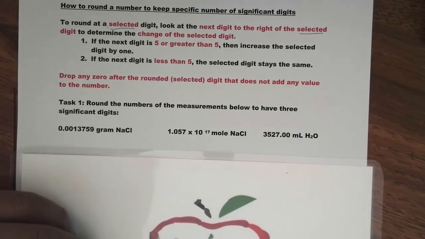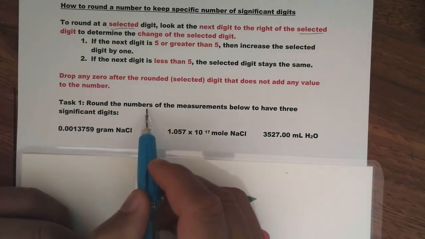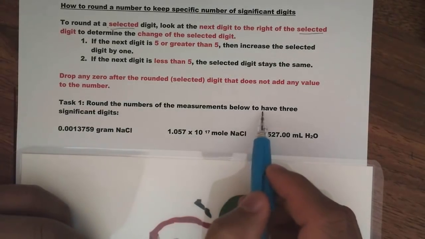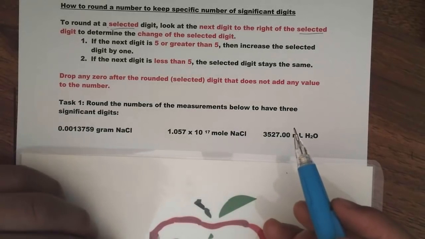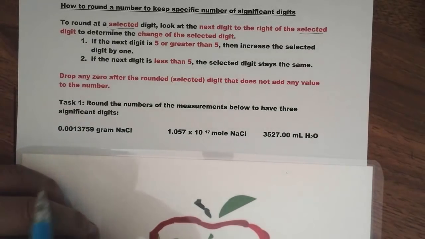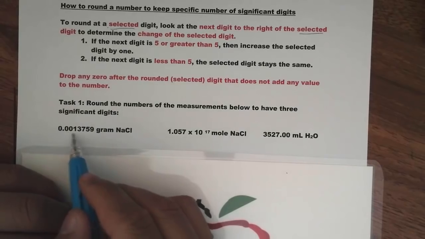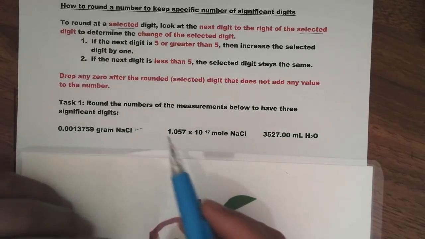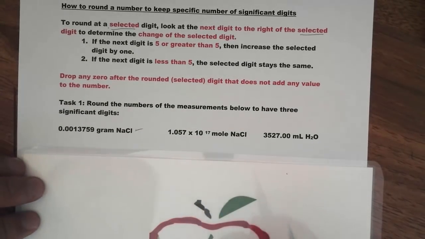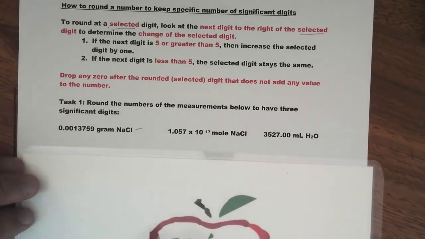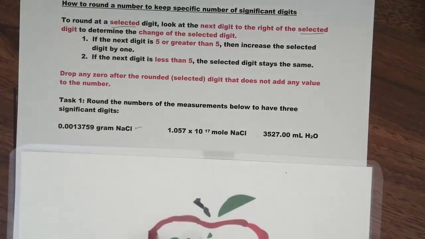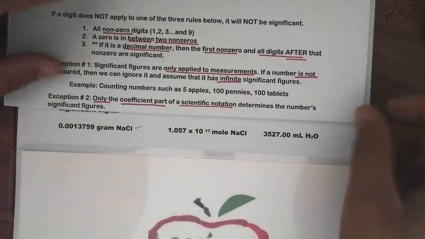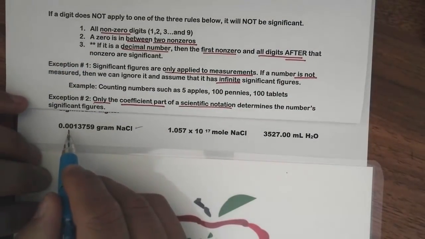In this case, round the numbers of the measurement below to have 3 significant digits. Okay? Here I have a measurement. Let's look at this one right here. So let's go back and count how many sig figs there are. In this case, it's a decimal number. So let's go back to the rules of significant digits. We have this decimal number right here.